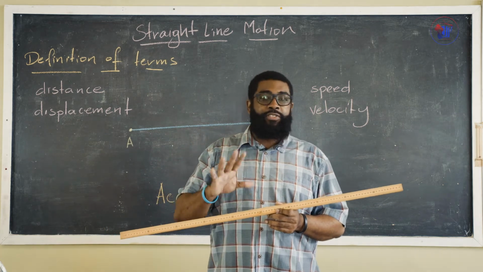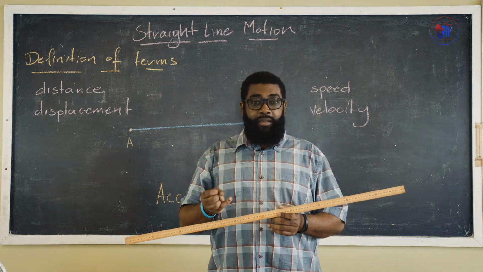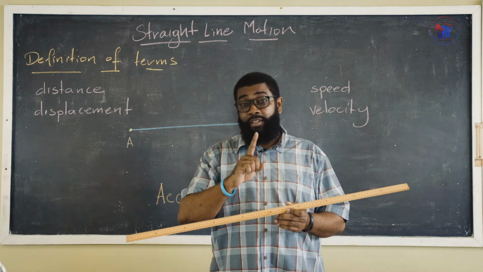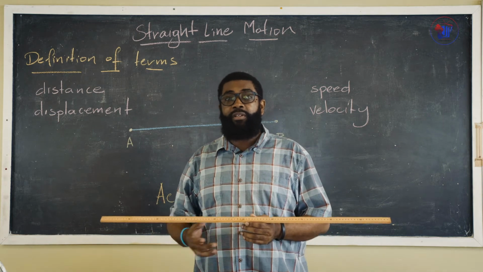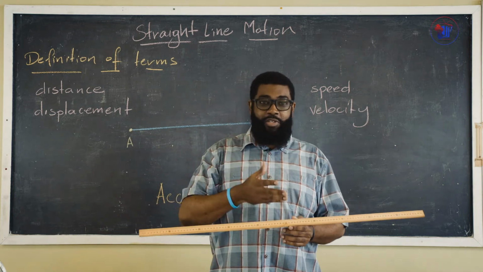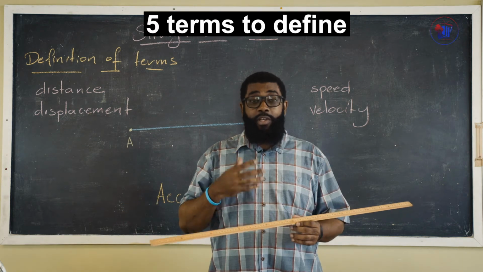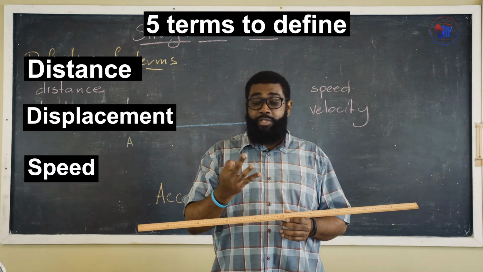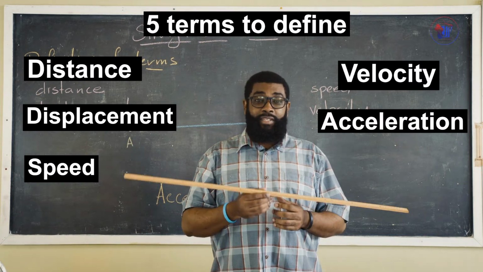There are 5 terms that we have to define clearly. Speed, velocity, and of course, for those of you who might have done a bit of physics, you realize that speed and velocity are based on 2 different terms, distance and displacement. And then there's the king of them all, acceleration. So the 5 terms we have to define are distance, displacement, speed, velocity, and finally, acceleration. Let's begin.